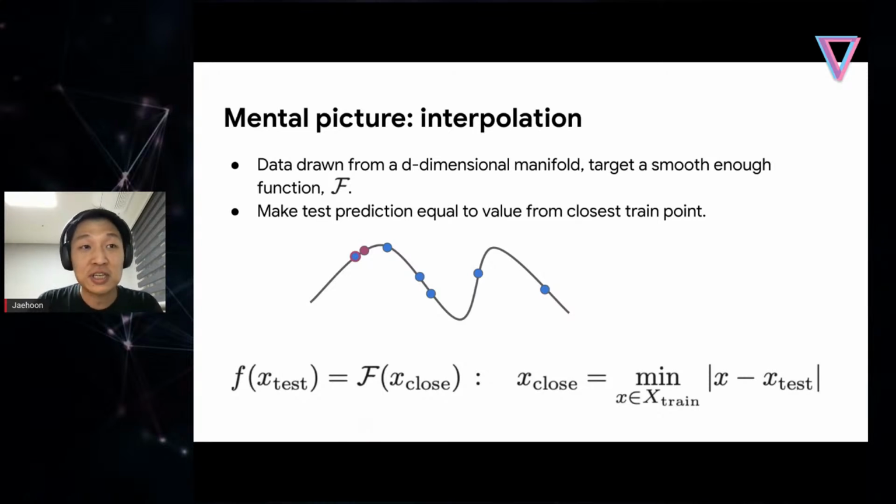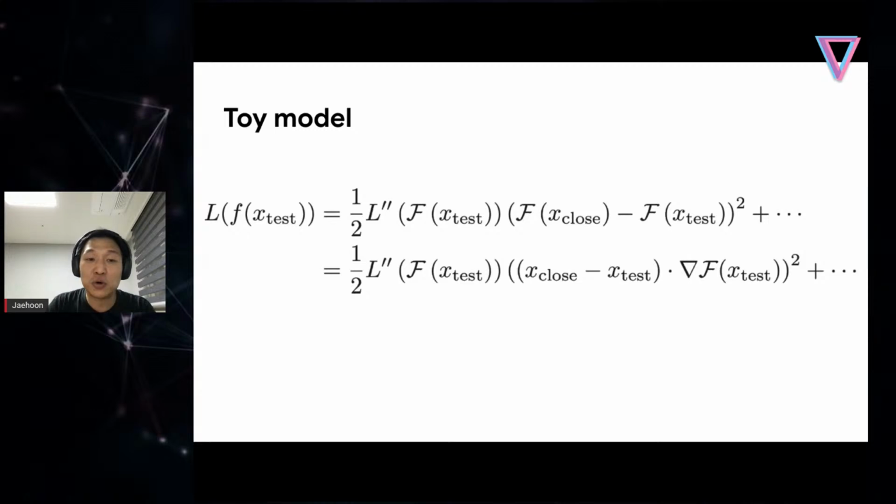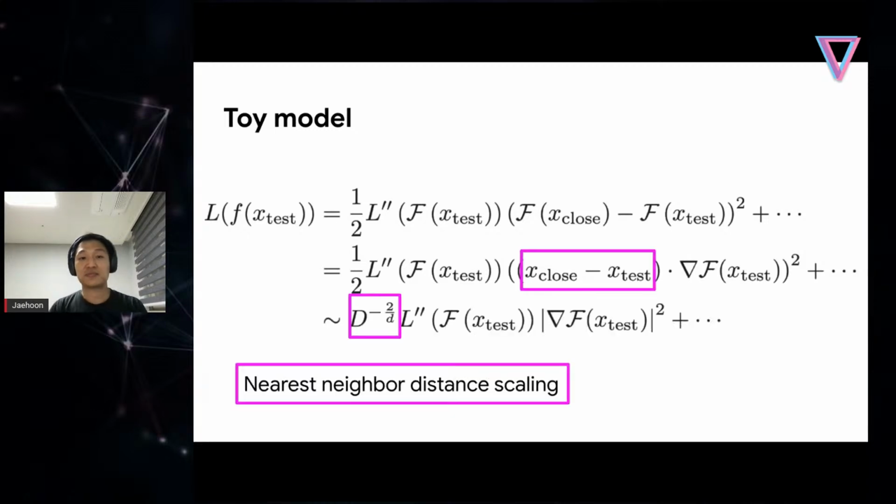Here, small f denotes the learned function, and the fancy F denotes the smooth target function. And in this model, the prediction is coming from the closest training point's target value, which the model has already learned perfectly. If that's the case, we can analyze how the test loss behaves. Expanding the test loss near the closest training point by Taylor expansion, we get the leading quadratic behavior since the loss vanishes at the training point.